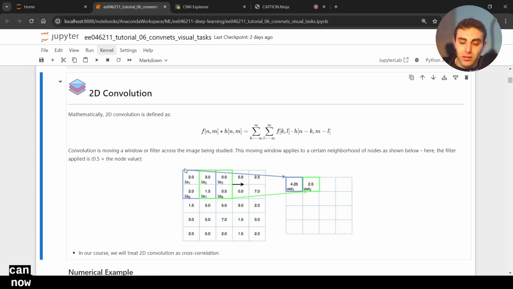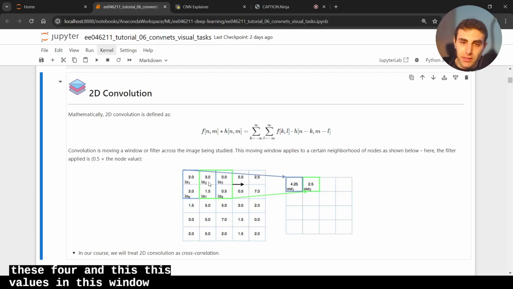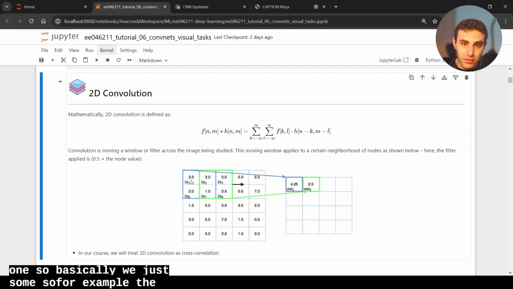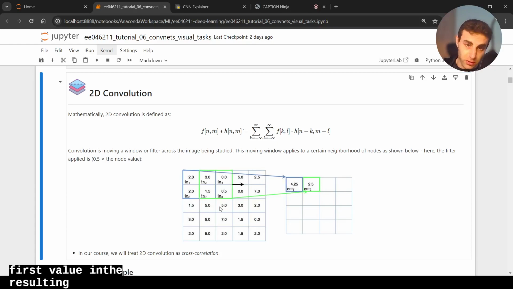Now, the idea is that our weights are going to be the values in this window, and in this example, the weights are just 1. So we just sum. For example, the first value is the sum of 1 multiplied by 2 plus 1 multiplied by 3 plus 1 multiplied by 2 plus 1 multiplied by 1.5. The result of this sum is 4.25, and this is the first value in the resulting cross correlation operation.